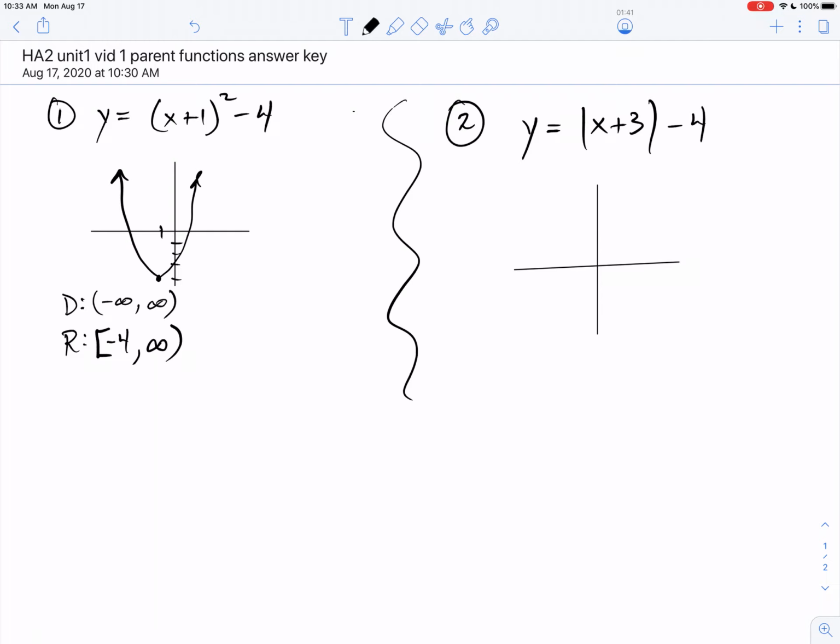Problem number 2. This is a parent function of an absolute value graph. This tells me to go left 3 units and go down 4. I'm going to put a dot. It's not really called a vertex because it's not a parabola, but the parent function is a V-licious looking graph.